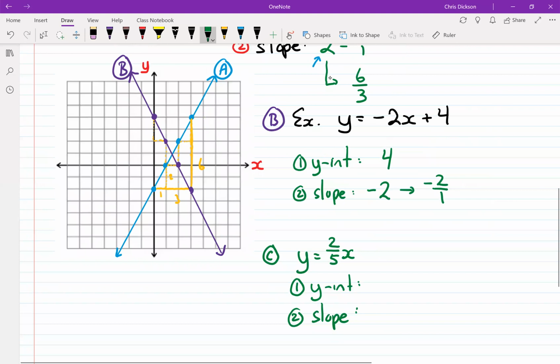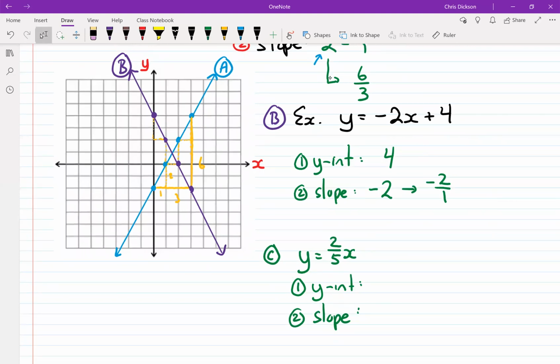Okay, so notice that the y-intercept is always the number that comes after the x. It's the plus or minus number on the end there. So I'm just going to shade that in the question above. So there, that 4 was the y-intercept. So really, we should be looking there to find our y-intercept.